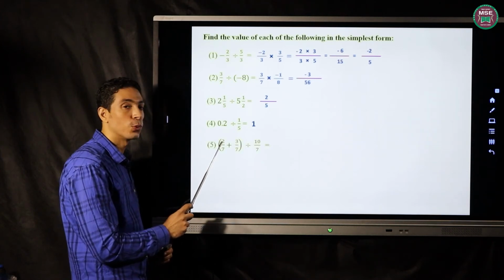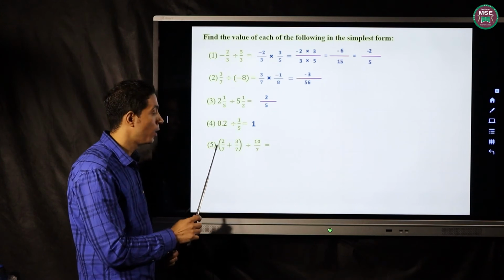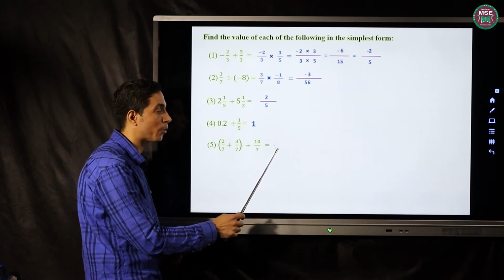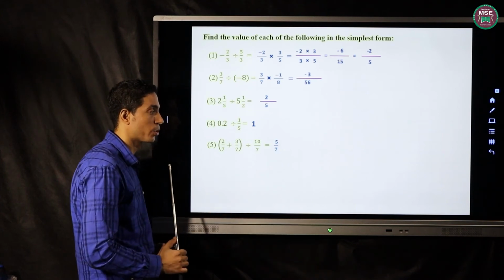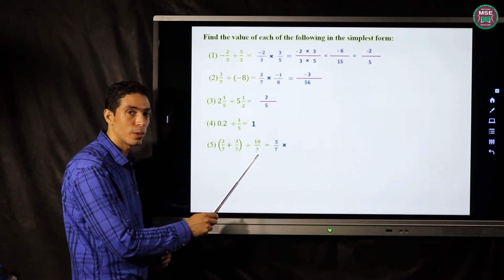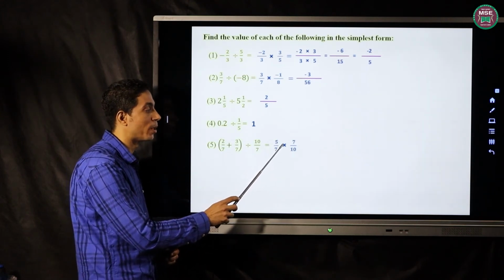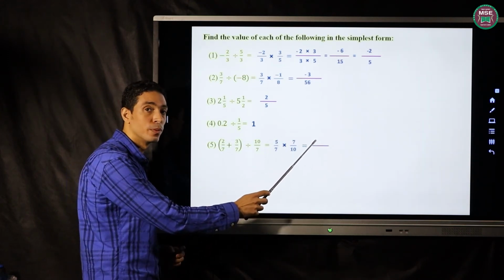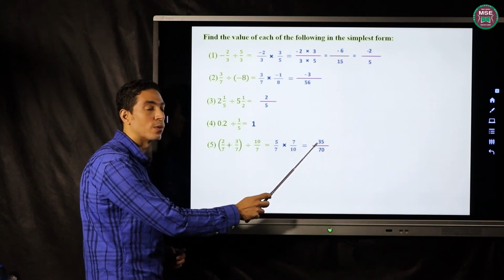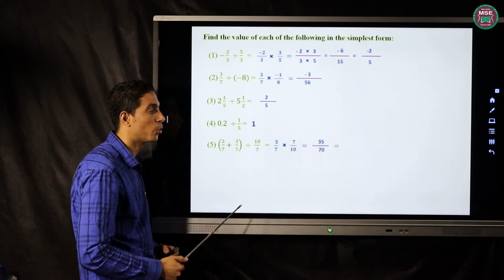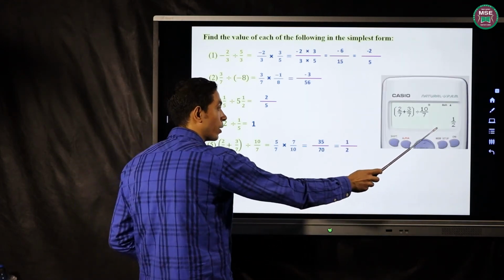Number 5, 2 over 7 plus 3 over 7 divided by 10 over 7. 2 over 7 plus 3 over 7 will equal 5 over 7. And the division becomes a multiplication sign, and 10 over 7 becomes 7 over 10. Then multiply 5 by 7, which equals 35, and 7 times 10 equals 70. And the simplest form of 35 over 70 will equal 1 over 2. And you can check your answer by calculator.